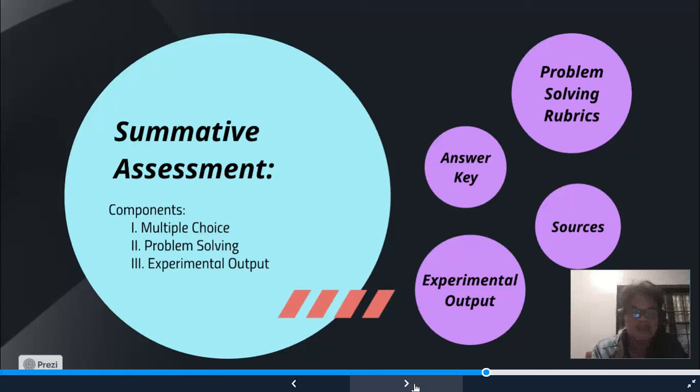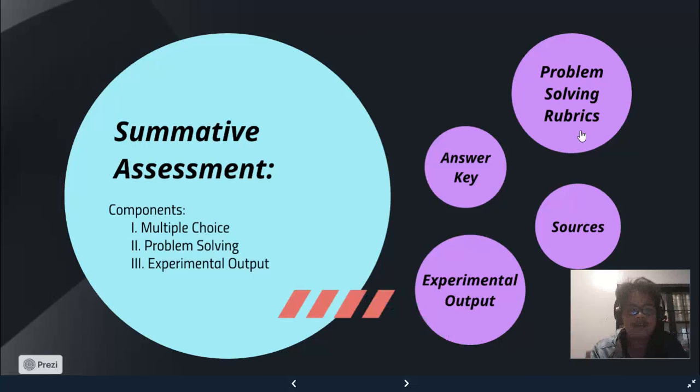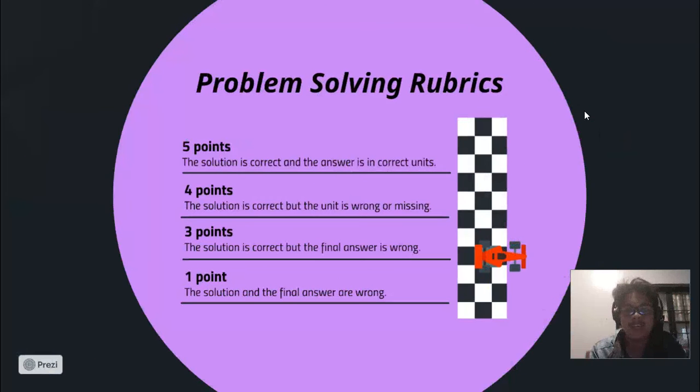Okay, so ang ibibigay ko lang sa inyo for problem solving is ang rubrics, to explain. Each problem solving, I believe I have 3 problem solving dyan sa inyong module. So you have 5 points if the solution is correct and the answer is in the correct units. 4 points naman if the answer is correct but wrong units or missing ang unit.